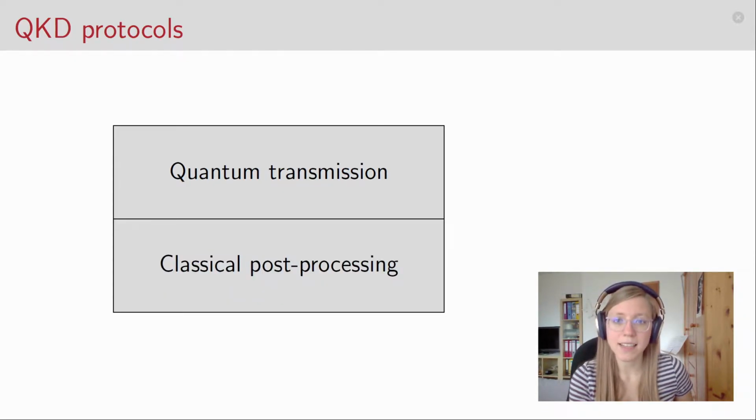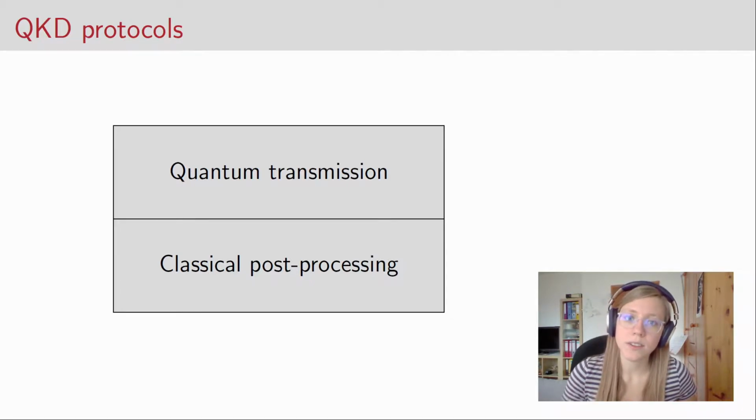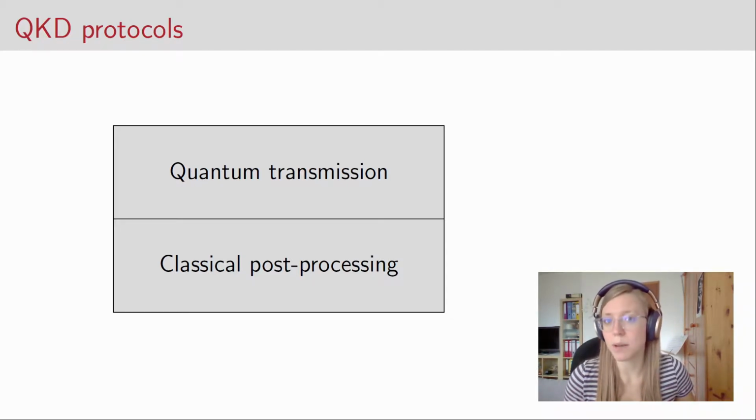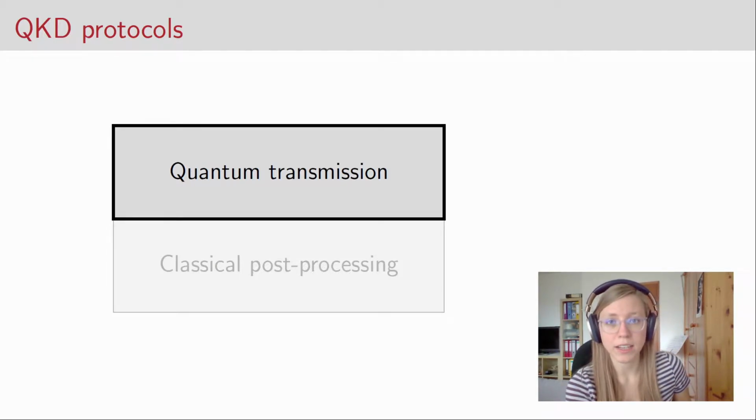The second phase is then the classical post-processing phase. In this phase, Alice and Bob take the strings they got from the quantum transmission phase and make an actual key out of them. So they have to correct errors in the strings, and they have to make them more secret than they were initially, so they can be safely used in the one-time pad encryption scheme, for example. In this video, we only focus on the quantum transmission phase.